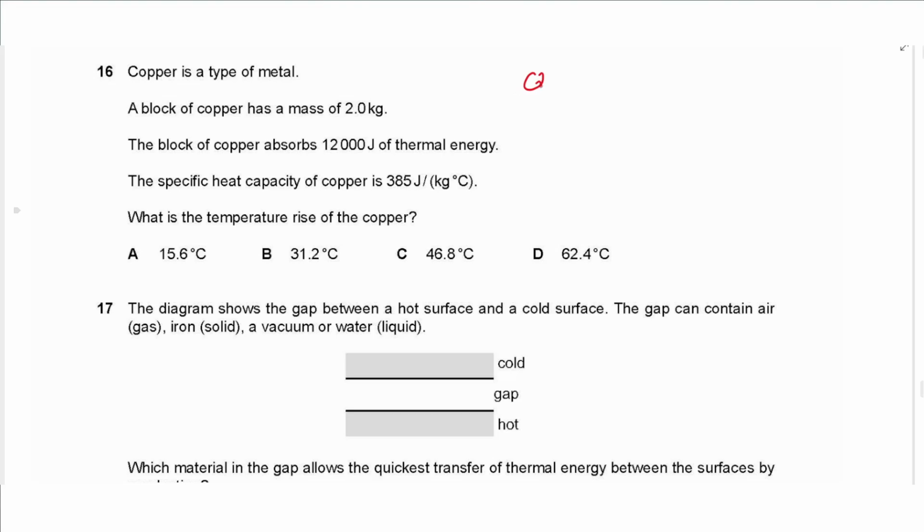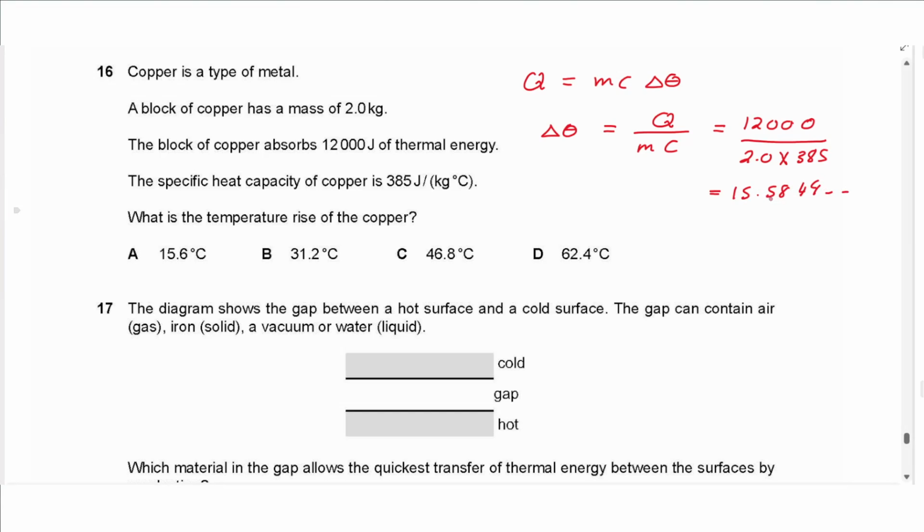So we have the equation energy is equal to mc delta theta. So we need to calculate delta theta, the change in temperature. We divide the energy by the mass and the specific heat capacity. So we have 12,000 divided by the mass 2.0 multiplied by 385, the specific heat capacity. That gives an answer of 15.5844 and so on, which we can approximate to 15.6. So the answer is A.